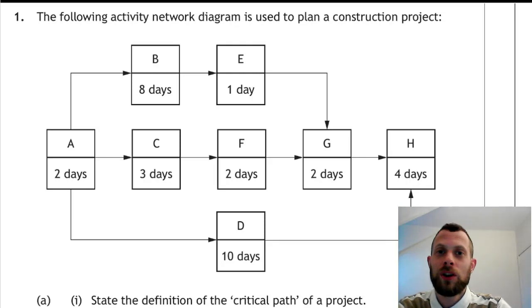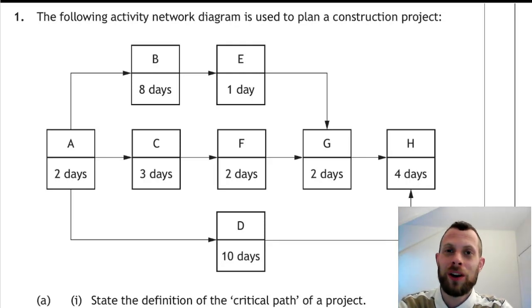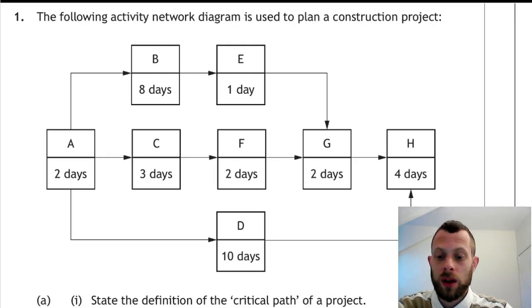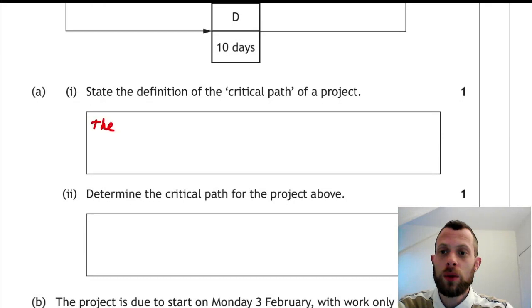So in question 1 we're dealing with an activity network, which is slightly different to the PERT chart that you might normally get in a Higher Applications of Mathematics paper. You would normally have activity networks in National 5 Applications of Maths. Now this is a specimen paper, so we may expect some weirdness, but most of this question is relevant for us. So in part A we are asked to state the definition of a critical path.